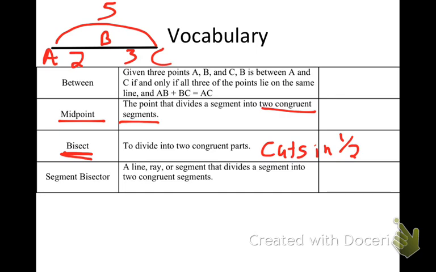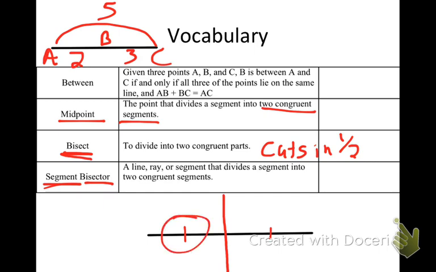And a segment bisector. What does segment mean? Segment is like a line, right? What's a bisector mean? So a segment bisector is what, probably? It's a segment cut in half. So if I have a line, and I draw another line right there, that is a segment bisector. It cuts the line in half.